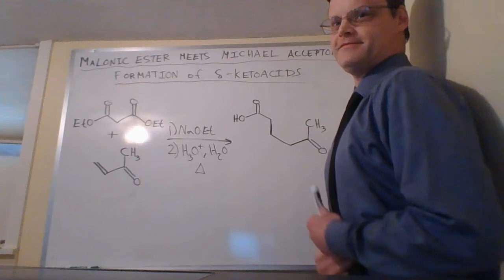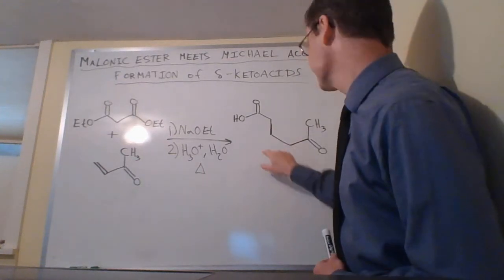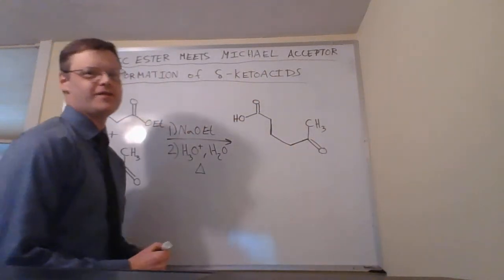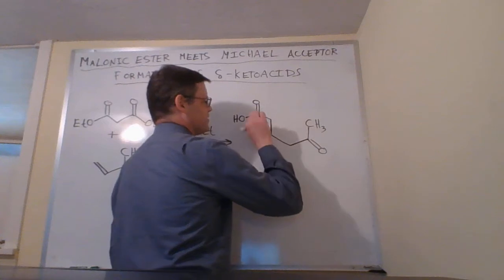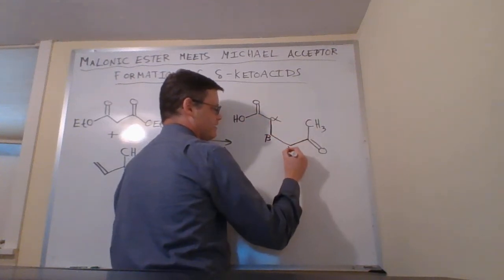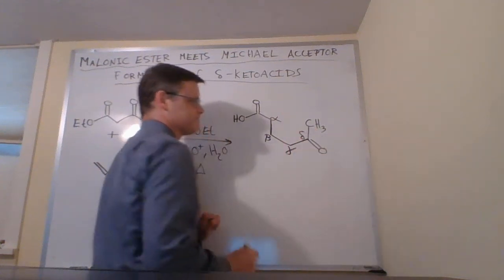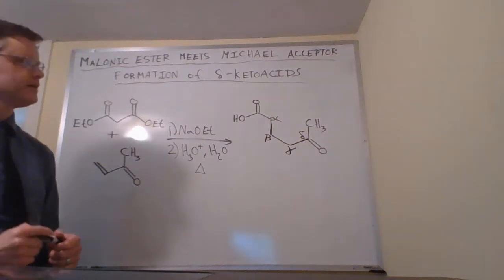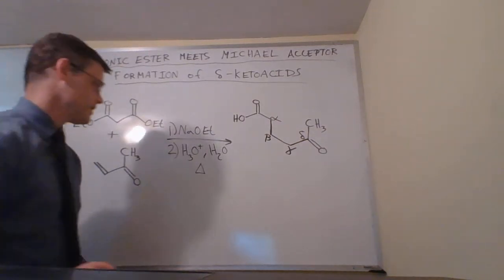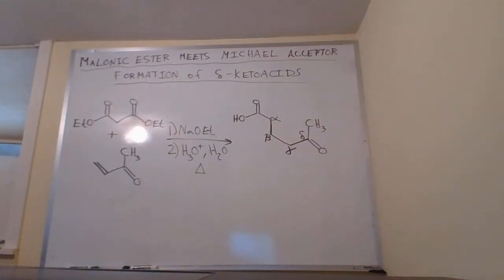Where I've got a carboxylic acid and a ketone in the molecule. And their relationship is this: carbonyl carbon, alpha, beta, gamma, delta. And so it's a delta keto acid.